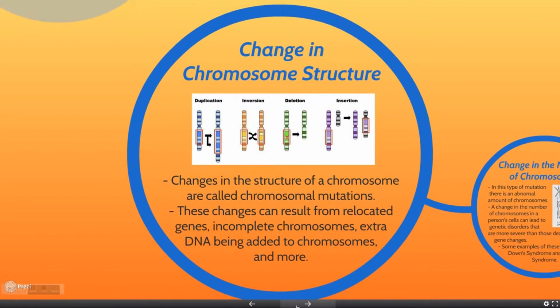Changes in the structure of a chromosome are called chromosomal mutations, which can most of the time be prevented when the body self-checks itself for mutations and can usually correct them. These changes can result from relocated genes, extra DNA being added to chromosomes, and more. A specific example of this type of mutation is duplication, when a section of the chromosome is copied to produce multiple copies of that section.